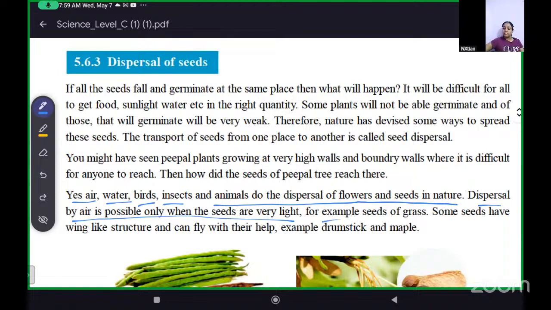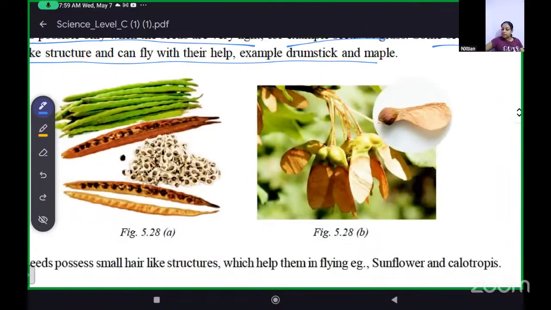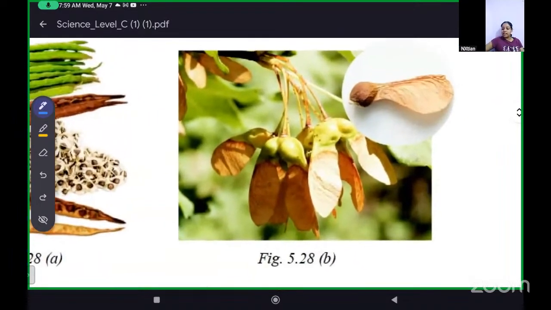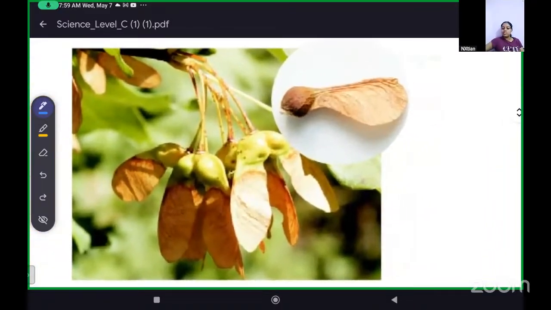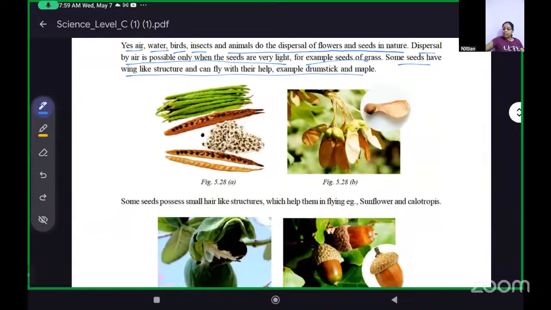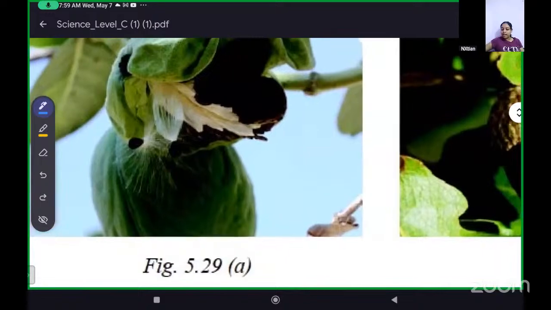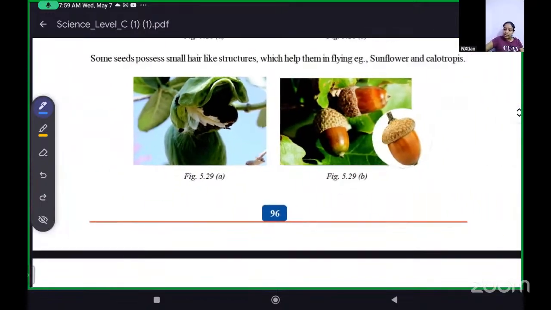For example, seeds of grass. Some seeds have a wing-like structure and can fly with their help. Example, drumstick and maple. Can you see this image? So these seeds can fly away. Then some seeds possess small hair-like structures which help them in flying. Example, sunflower and calotropis.